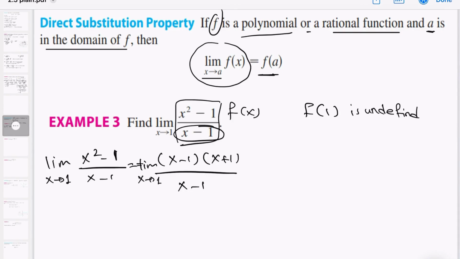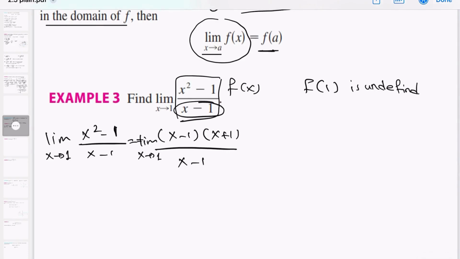The numerator and the denominator have a common factor, which is x minus 1. When we take the limit as x approaches 1, we have x is not equal to 1, and so x minus 1 is not equal to 0. Therefore, we can cancel the common factor and then compute the limit by direct substitution as follows. So I can just cancel this out. Then I will have the limit of the function x plus 1, that's what we got, as x goes to 1. And by direct substitution, we have 1 plus 1, which is equal to 2. Here is the final answer.